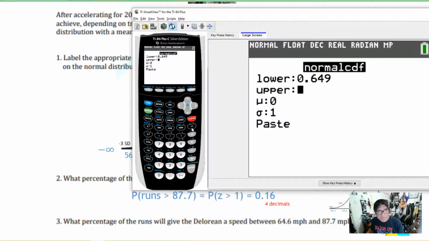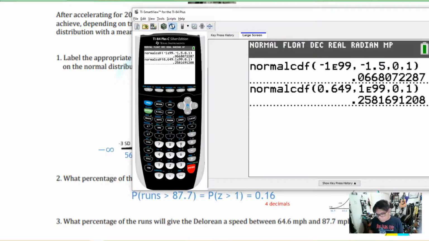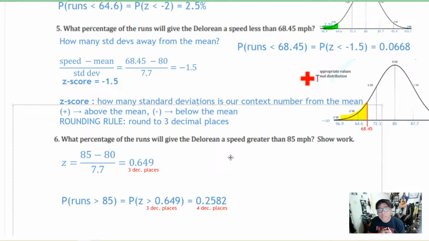Now there's no infinity symbol, so you need to put 1, second, comma, 99. The mean of the normal curve is 0. The standard deviation of the normal curve is 1. Paste. And that gives me an area of 0.2582, which I'll notate in my work.